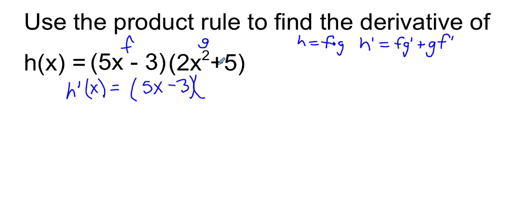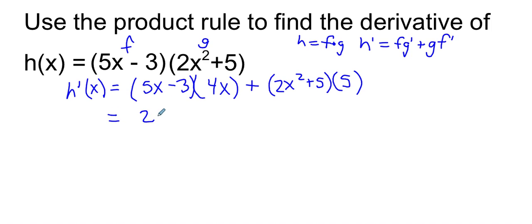And then we're going to take the derivative of our second function. So the derivative of 2x squared plus 5 is just 4x. To that, we're going to add our second function, 2x squared plus 5, times the derivative of the first. And so the derivative of 5x minus 3 is just 5. Again, you're using the power rule there. And so now we just need to simplify.